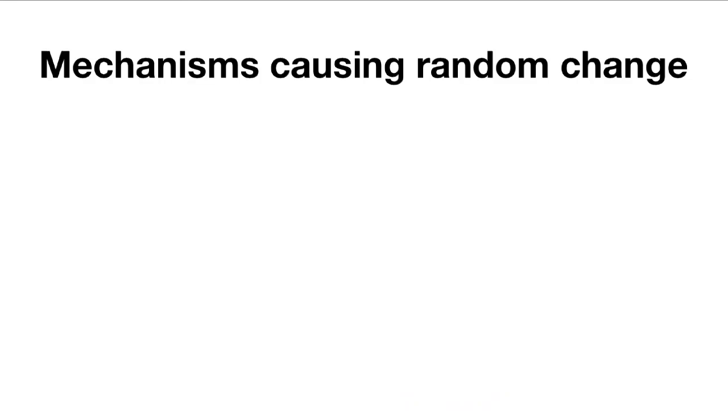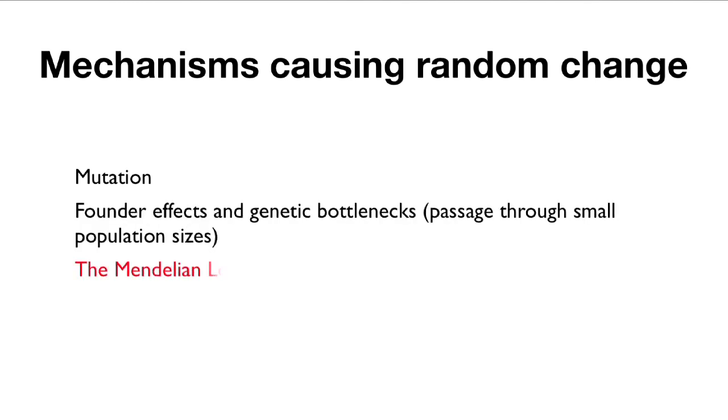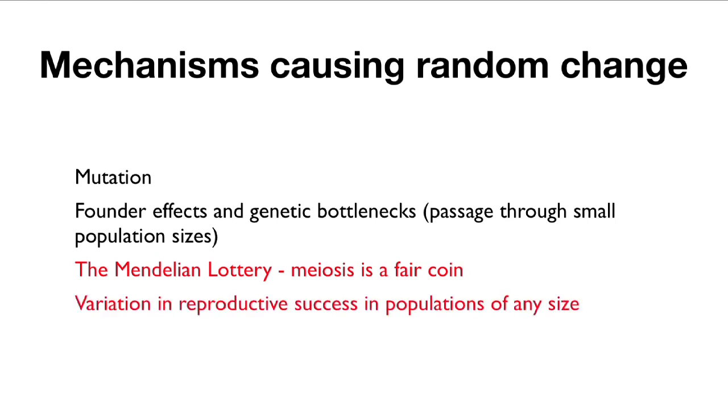So what are the mechanisms that cause random change? They are mutation, founder effects and genetic bottlenecks, the Mendelian lottery, that is, in sexually reproducing populations, meiosis is a fair coin. It gives equal chances for variants to get into gametes, and variation in reproductive success in populations of any size, not just small ones. So the things that drive genetic drift are here highlighted in red. That is the Mendelian lottery, the fact that there's a coin flip in meiosis that is sending genetic variants at random into one gamete or the other, and variation in reproductive success.